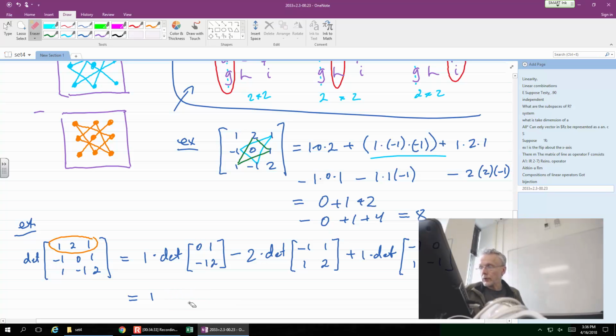So 0 times 2 minus negative 1 gives me a 1. Okay, minus 2, and this one is minus 2 minus 2, minus 2 minus 1, minus 2 minus 1. Okay, and this is 1 times the determinant is simply 1. Okay, so it is 1 plus 6 plus 1. All right, it is 8.